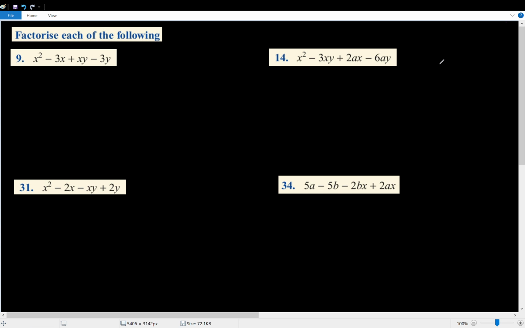This is questions 9, 14, 31 and 34 from exercise 1.2 in Project Maths 2. We have to factorise each of the following. So we'll start with question 9 here.